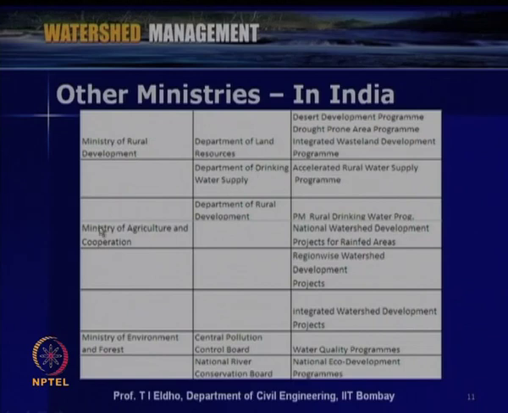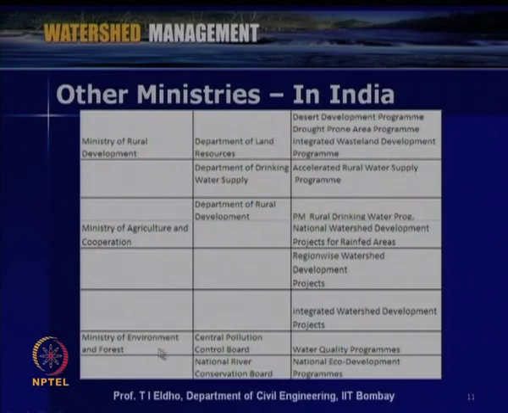And then another important ministry is the Ministry of Agriculture and Cooperation. They deal with various agricultural water management issues, then the drinking water program, then the National Watershed Development Program of the Government of India. So, various watershed related issues are dealt with by the Ministry of Agriculture of the Government of India, and of course similarly by the various state governments. The various watershed related policies and projects, like region wise watershed development projects and integrated watershed development projects, etc., are dealt with by the Ministry of Agriculture.